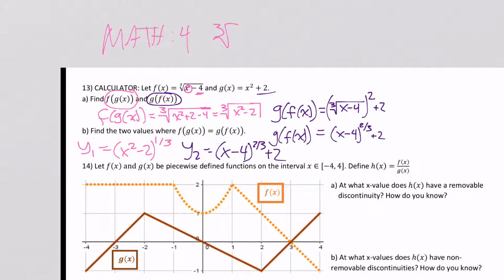When I don't know what something's going to look like definitively, I always start with a zoom 6. Zoom 6 will give you a standard 10 by 10 window.